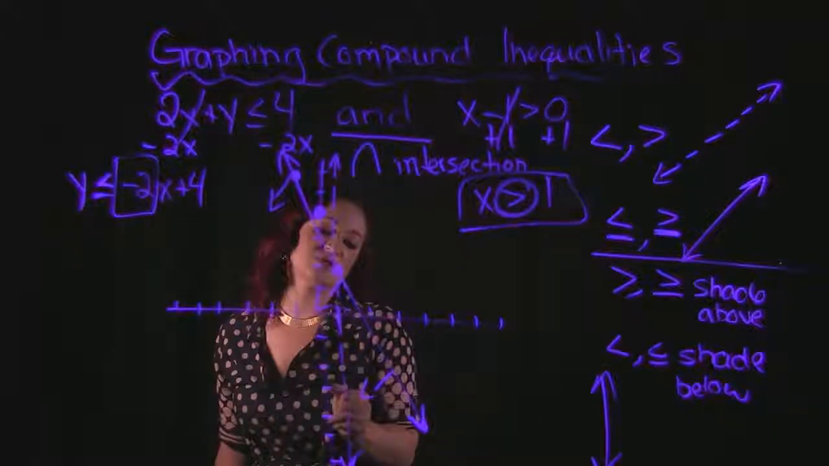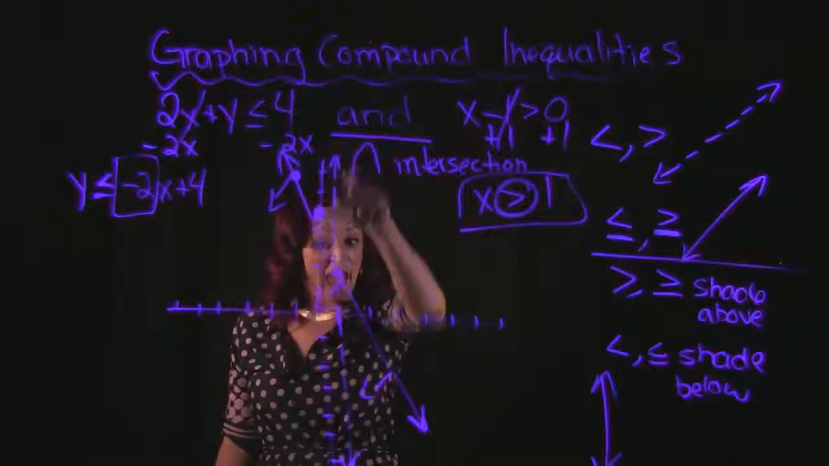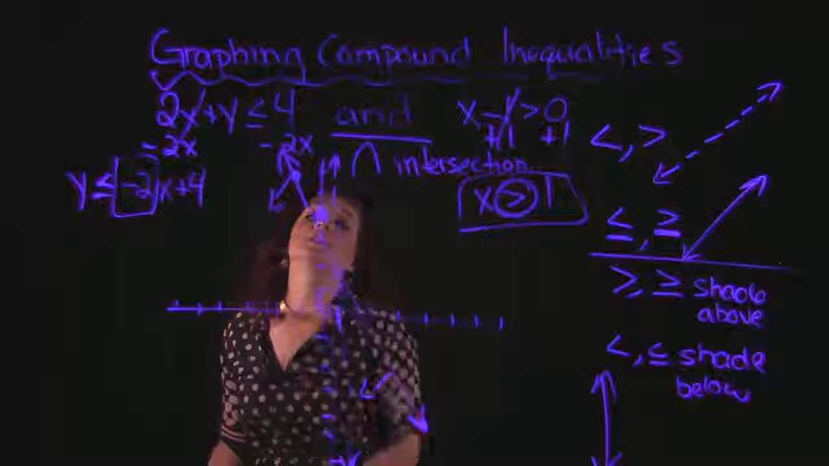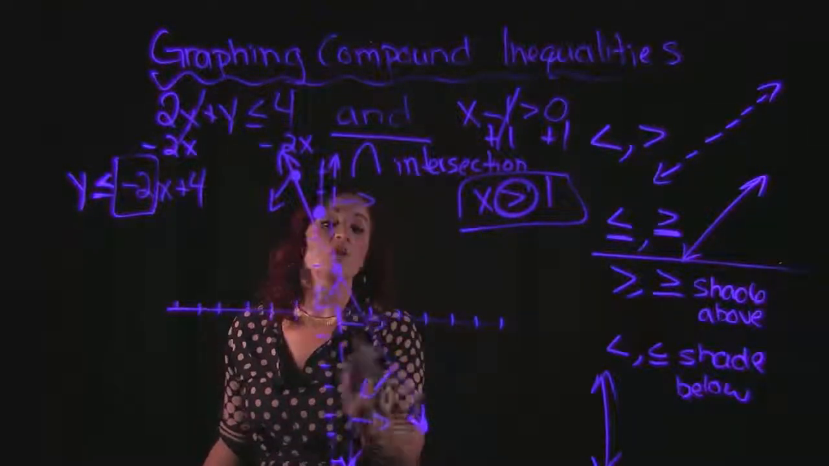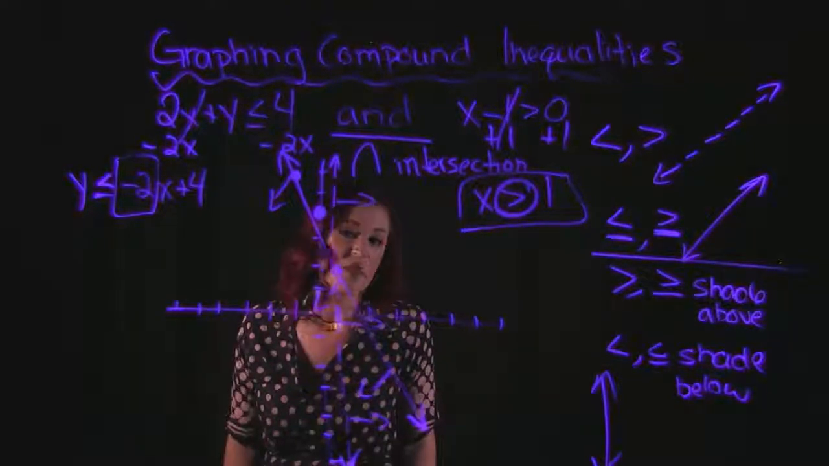So greater than or equal to symbol, less than or equal to symbol, solid line. Greater than or less than has to be a dashed line. And if we want everything greater than 1, so we want everything bigger than 1, that means positive direction, which means we're shading to the right. Less than would have been shading to the left.